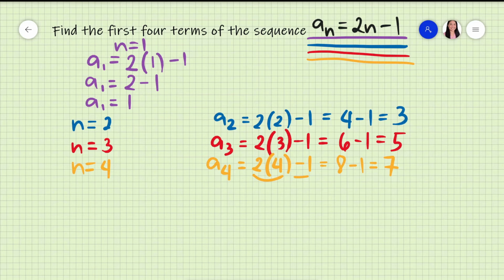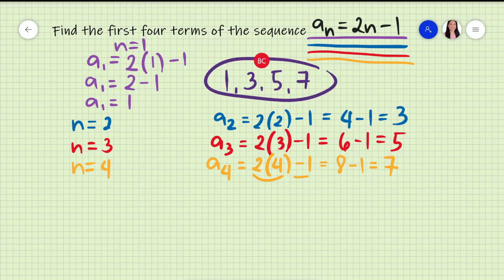Therefore, the first 4 terms of the sequence are 1, 3, 5, and 7. This is now the answer.